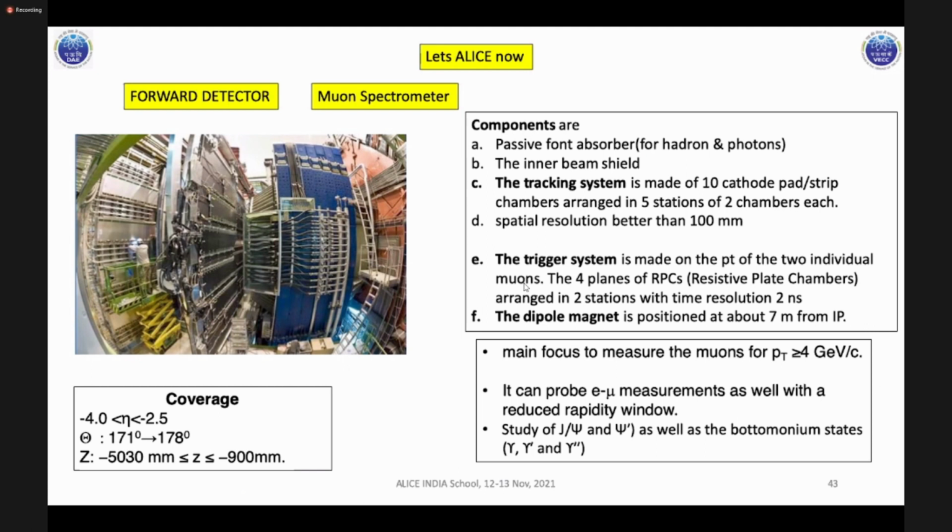Okay, and what is the coverage? This coverage is like PMD, 2.5 to 4, not full coverage, 171 degrees to 178 degrees, and the extent along the beam axis is minus 5030 to 900 millimeters.